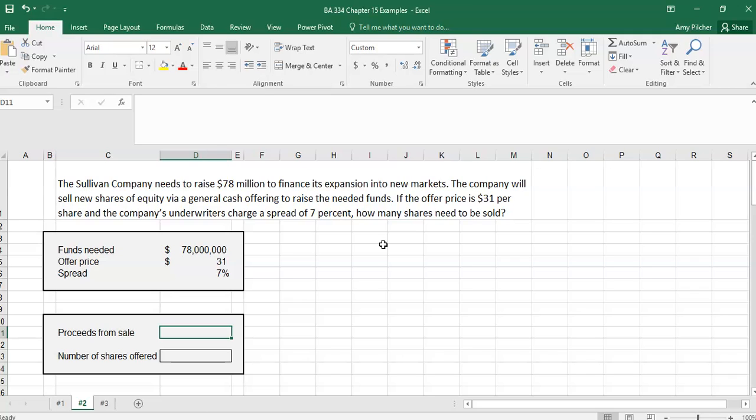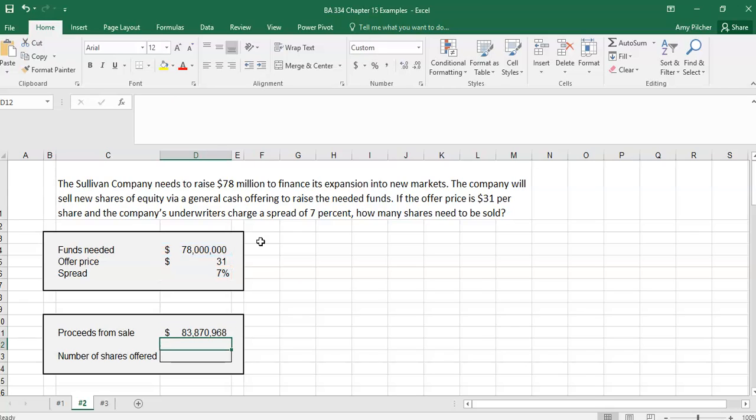The offer price is $31 per share, and the company's underwriters charge a spread of 7%. That's like their commission that we have to pay as part of a fee. So how much do we need to sell in order to get both the 78 million that we need and pay that 7% spread? The amount of funds that we need to sell is the funds needed divided by 1 minus the spread.